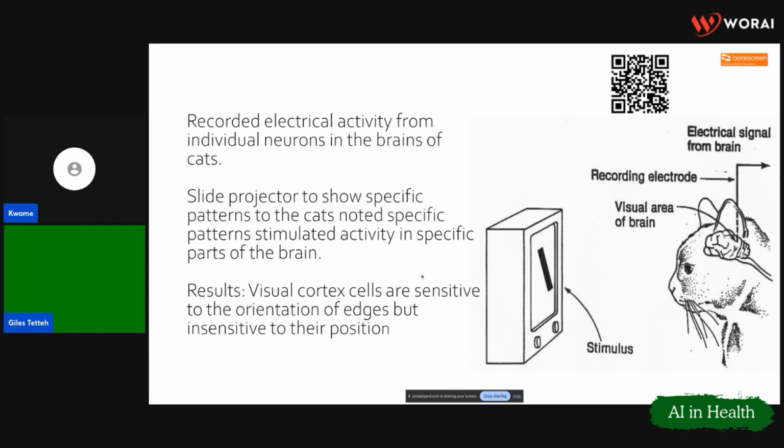But basically what they noticed is that when they project certain patterns to the cat, specific patterns stimulated activities within some part of the brain. And the result was that the visual cortex cells are sensitive to orientations of edges, but insensitive to their position, right? So it means that irrespective of where you put the specific object, it doesn't really make a difference. But rather, if the edges are different, then you get those differences in the visual cortex.